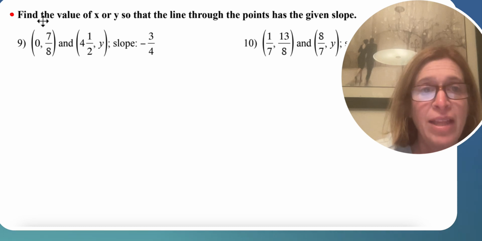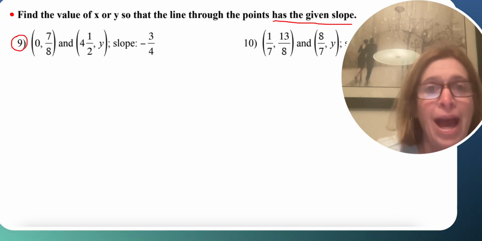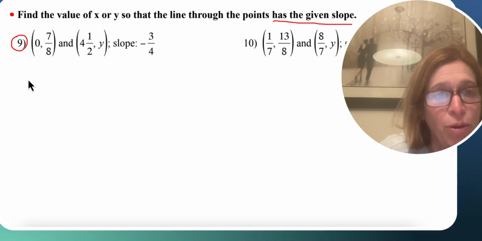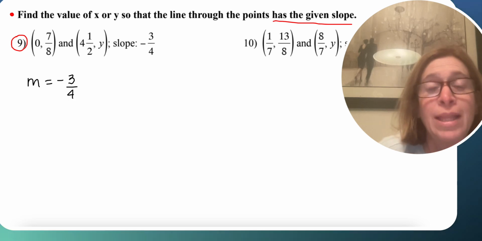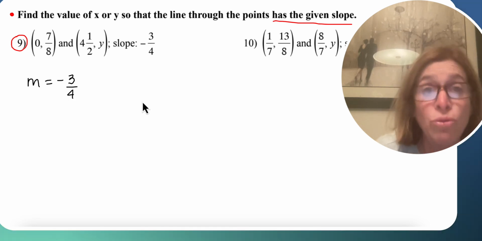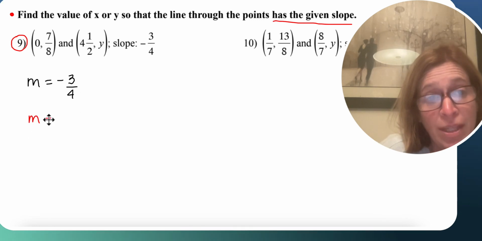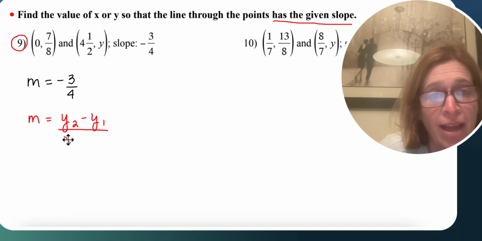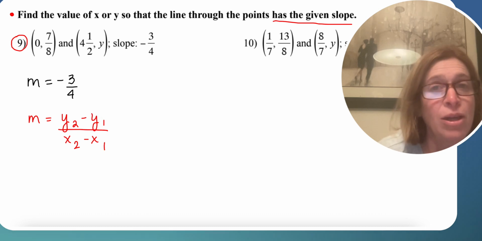All right, so it says find the value of x or y so that the line through the points has the given slope. Okay, so if we look at number 9, I can see that my slope is negative 3/4. So m equals negative 3/4. So this is a question where you actually have to use the slope formula. If m equals negative 3/4, m also is equal to y2 minus y1 over x2 minus x1. That's the slope formula. And remember, a formula is an equation.